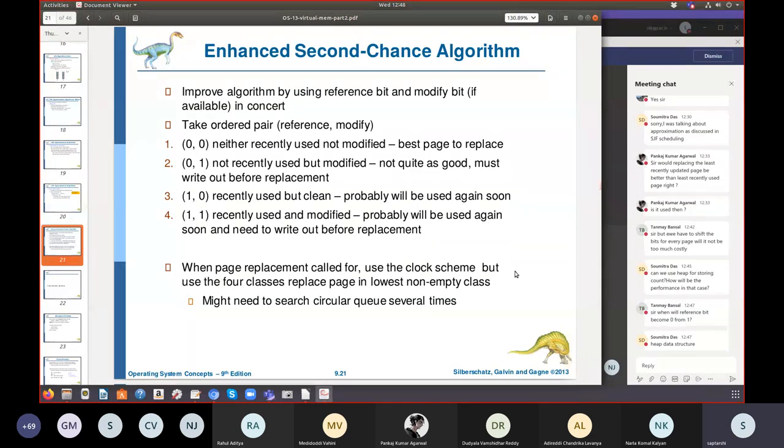Tanmay is asking, when will the reference bit become 0 from 1? In which scheme, Tanmay?